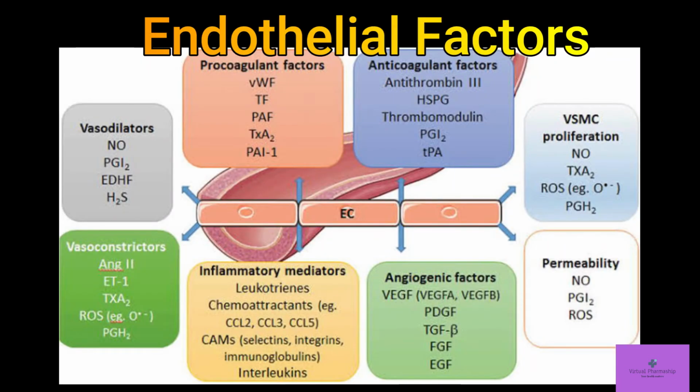Endothelial factors. Nitric oxide increases cyclic GMP, which decreases calcium levels. They activate myosin light chain phosphatase that removes the phosphate from the myosin, causing relaxation. Prostacyclin acts on IP receptor, which elevates the level of cyclic AMP, decreasing the calcium levels, causing relaxation.